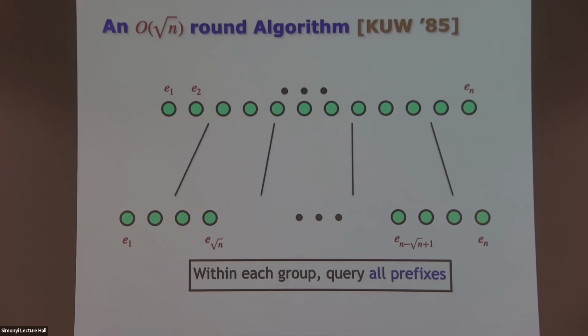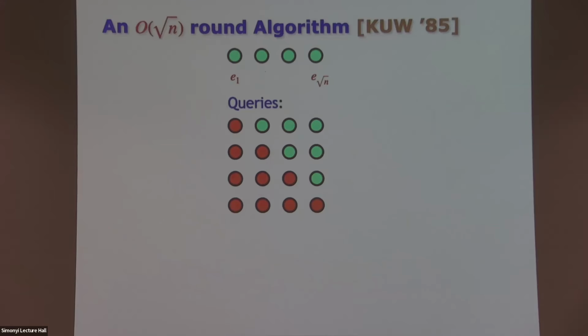And the actual queries that the algorithm does are very simple. All you're going to do is that within each group, you're going to query all prefixes of elements. So what does this look like? Let's zoom in on the first bucket for now. So let's look at those elements E1 through E square root n. And again, as I promised you, the queries are all prefixes. So what this means is that you query just E1, then you query E1, E2, then you query E1, E2, E3, all the way on until you query the entire bucket in the final query. Again, these are all done in parallel, so it's just one round of queries.